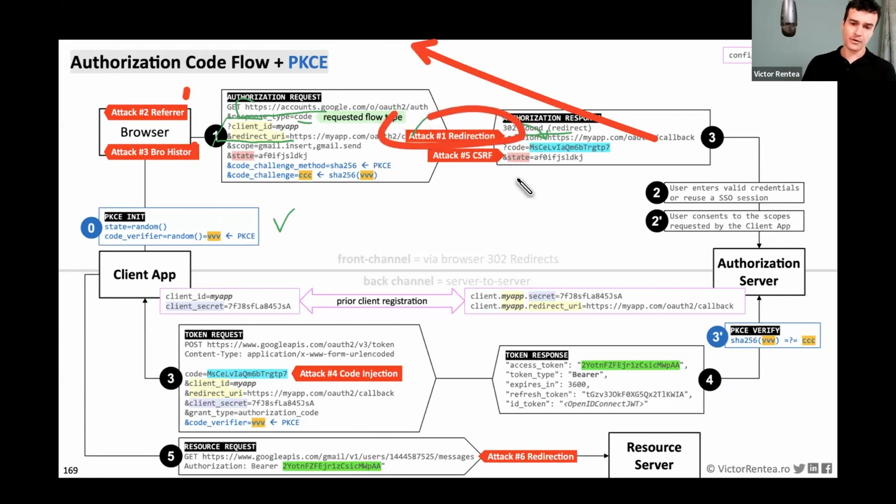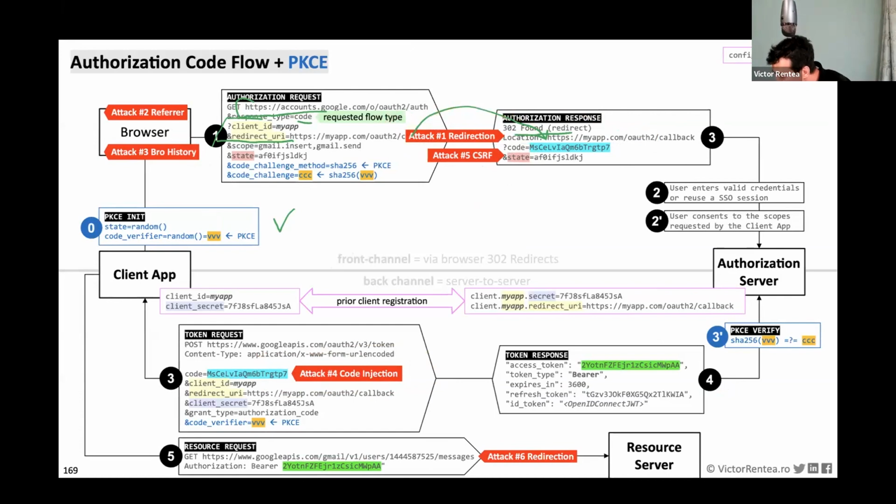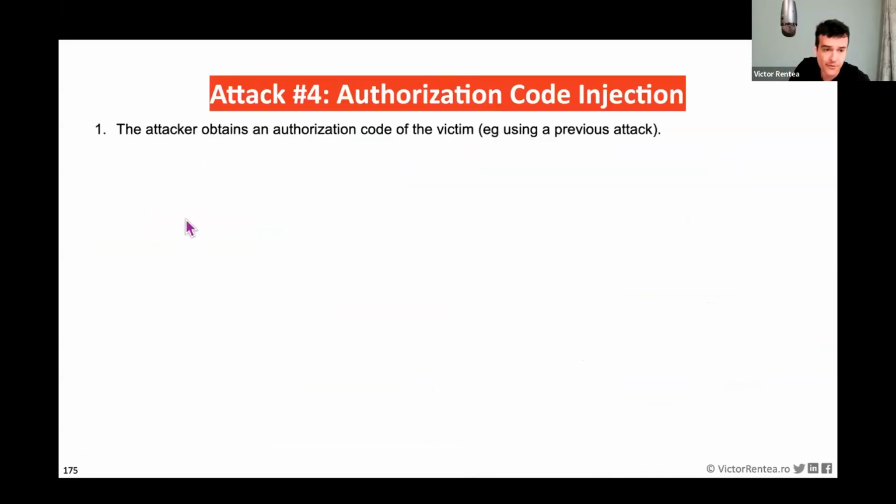hacker controlled website, cross-site or cross-forgery. Code injection. Let's see this one. Code injection. Let me see if I can remember by heart what it is. Let's read the whole story, this one. The attacker obtains an authorization code. You saw several ways. What happens next?